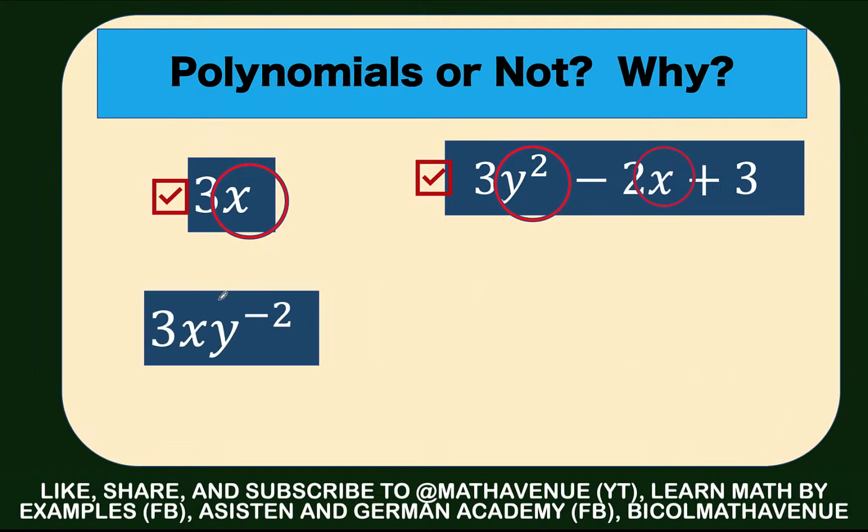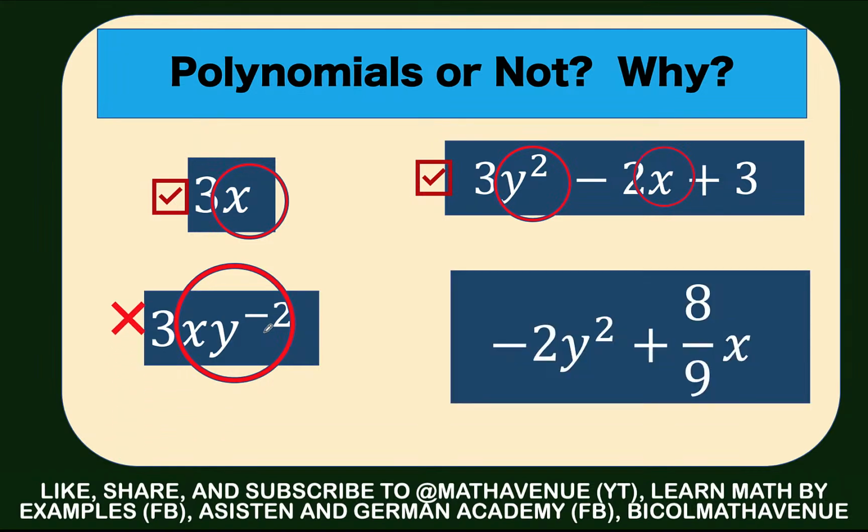Another example, 3xy raised to -2. So notice that we have here xy raised to -2 in the variable parts. Because -2 is the exponent of the variable y, and we said we cannot have a negative exponent in the variables in order to have a polynomial. Therefore, this is not a polynomial.